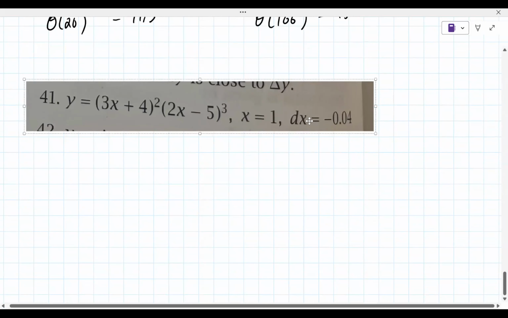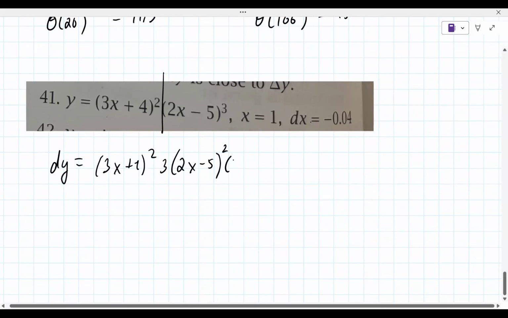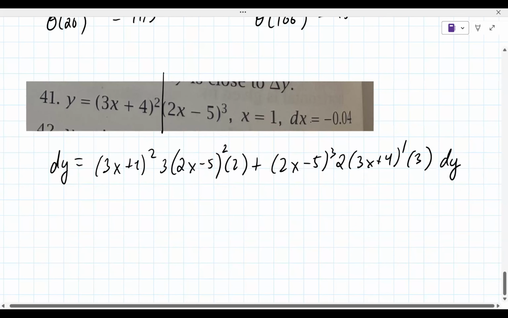you are first asked to find dy, so you have to be able to take a derivative of this. So this is a product rule derivative. So it's the first times the derivative of the second plus the second times the derivative of the first. Something like that. And then it's all times dx, not dy. All right.